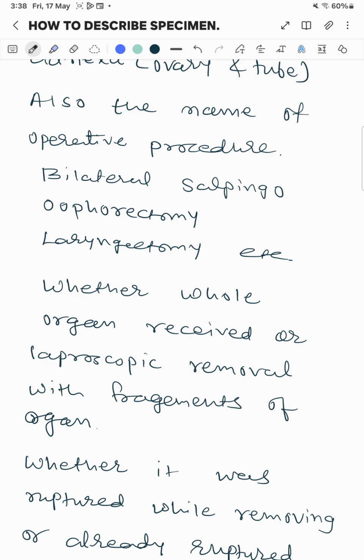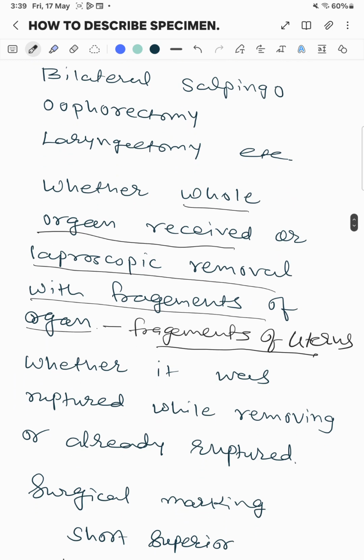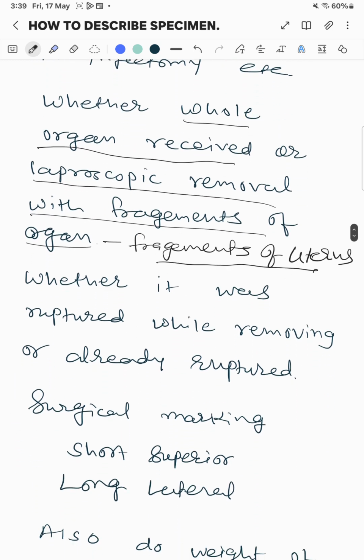You should write whether the whole organ is received or part of the organ. That is very important because sometimes, like in laparoscopic hysterectomy, you receive fragments of the uterus. You should identify the endometrial cavity in such a specimen by dissecting all the fragments. Otherwise, it is sometimes difficult to identify the endometrial cavity.